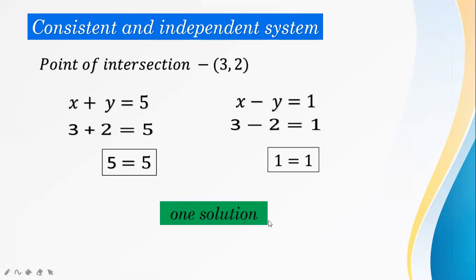And we have one solution only, because the given graph is, they call it, intersecting lines. So therefore, we have only one solution. So that will be your consistent and independent system. We have only one solution.